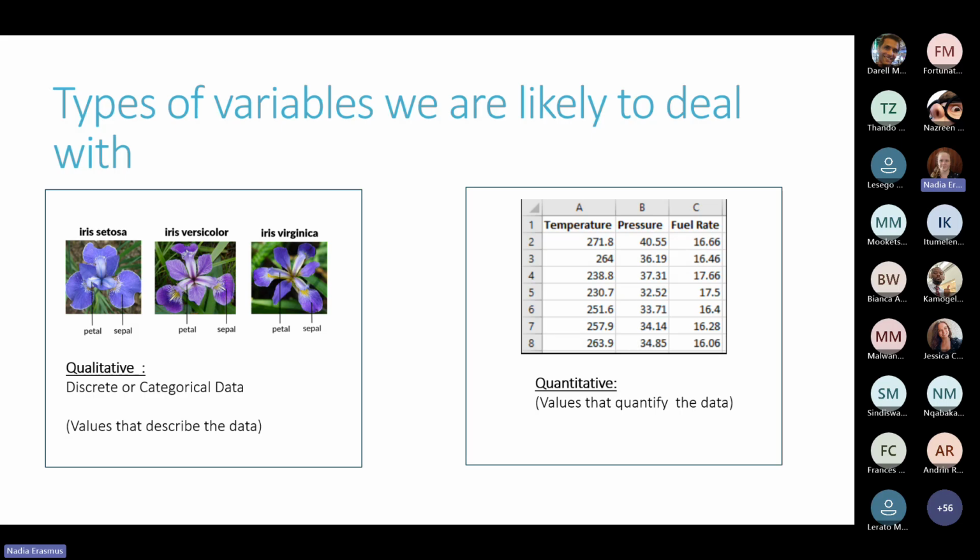It's discrete. What does it mean to be discrete? It is identifiable. Okay, so it's 1, 2, 3. So you can count it. It's countable and it's categorical.